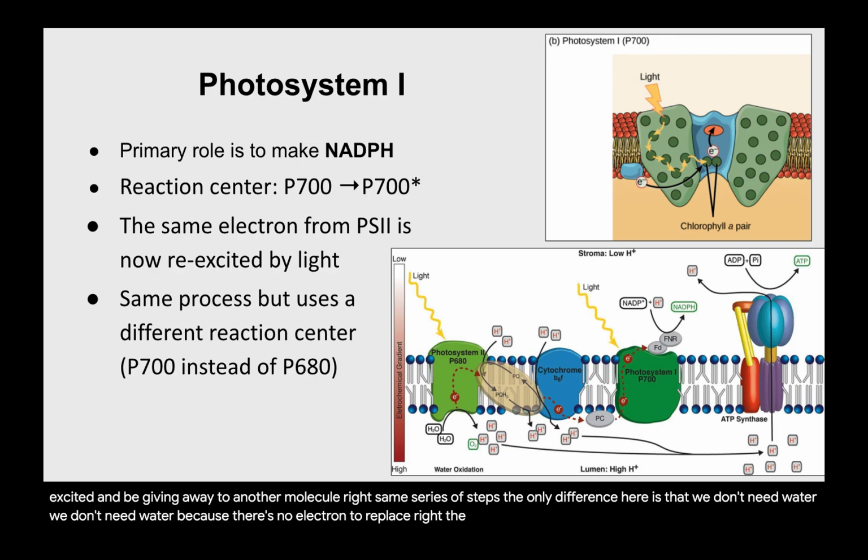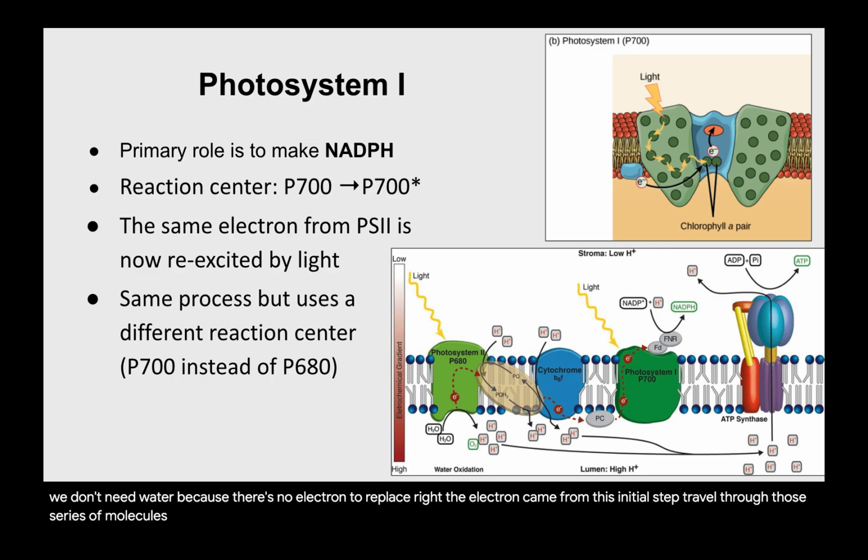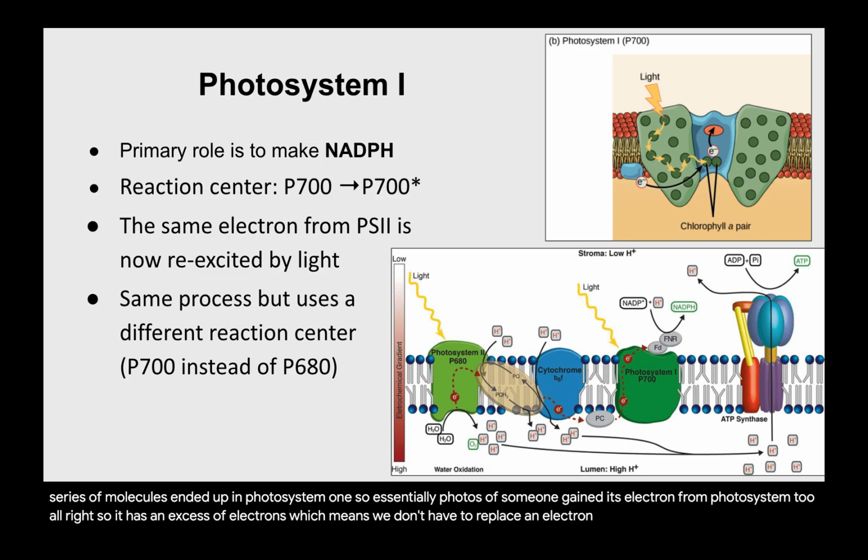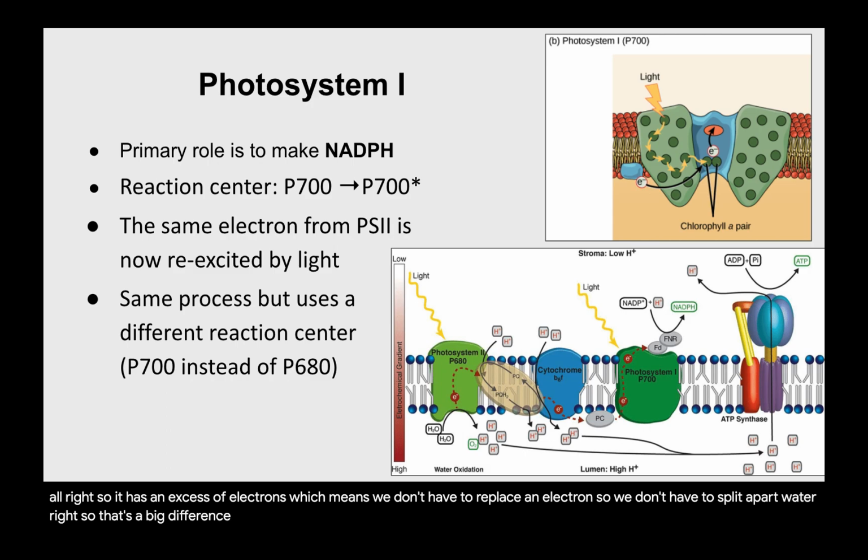The electron came from this initial step, traveled through those series of molecules, and ended up in photosystem 1, right? So essentially photosystem 1 gained its electron from photosystem 2. So it has an excess of electrons, which means we don't have to replace an electron, so we don't have to split apart water. That's a big difference here. We don't need to split apart water in photosystem 1.